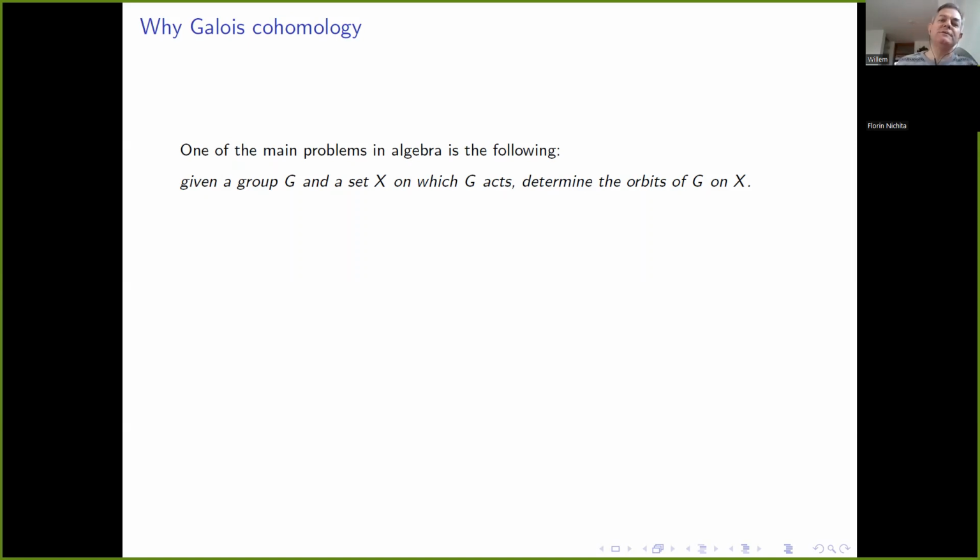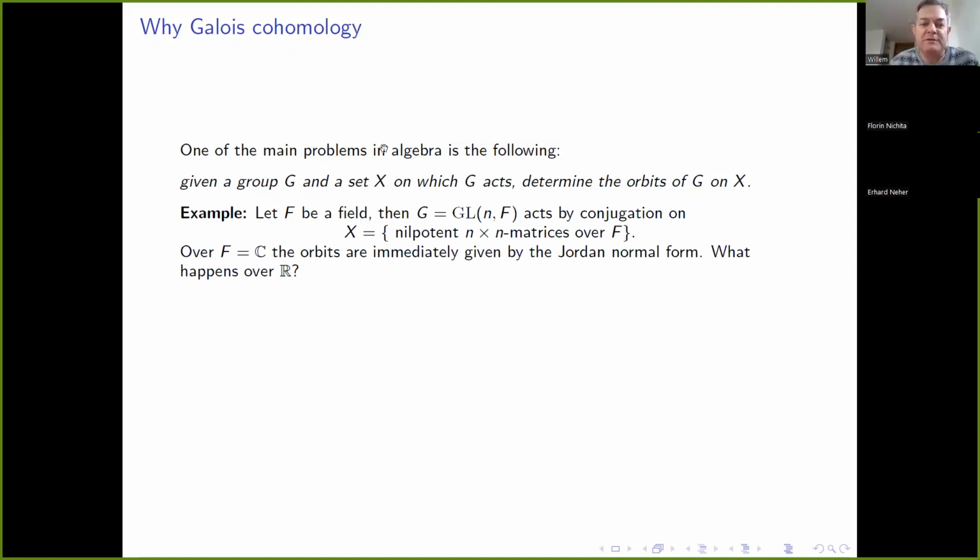And as I see it, here's one of the main problems in algebra, from my point of view. Maybe there are 100,000 other main problems in algebra, but at least this is an important one. If you have a group G acting on a set X, determine the orbits of G on X. If we could do that in general, then we could solve many problems. So this is certainly an important problem and has been studied in many contexts. And I'm certainly not going to solve it.